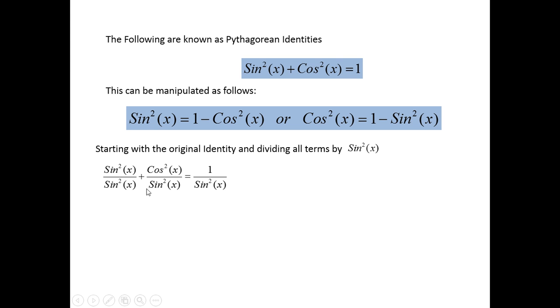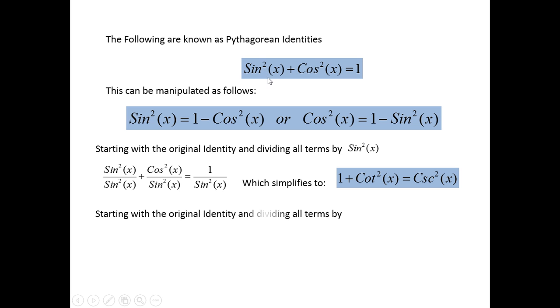Having done that, sine squared over sine squared is 1. Cosine over sine should be identified as the cotangent, and 1 over the sine squared should be identified as a cosecant squared. So this is another popular identity. Do you have to remember it? Yes, but you can always remember where it comes from, because you have sine squared plus cosine squared and you divide it by sine squared.